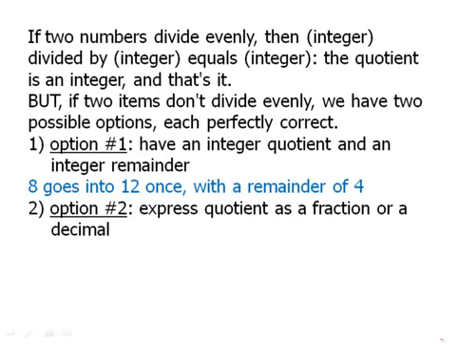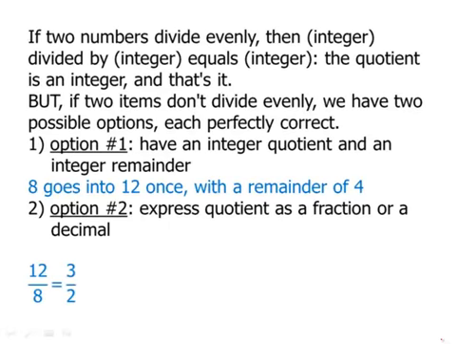Another option is to express the quotient as a fraction or a decimal. So for example, 12 over 8, that's an improper fraction. We simplify that to the improper fraction 3 over 2. We could express that also as the mixed numeral, 1 and 1/2. We could express this also as a decimal, 1.5. All of those are perfectly correct mathematically.